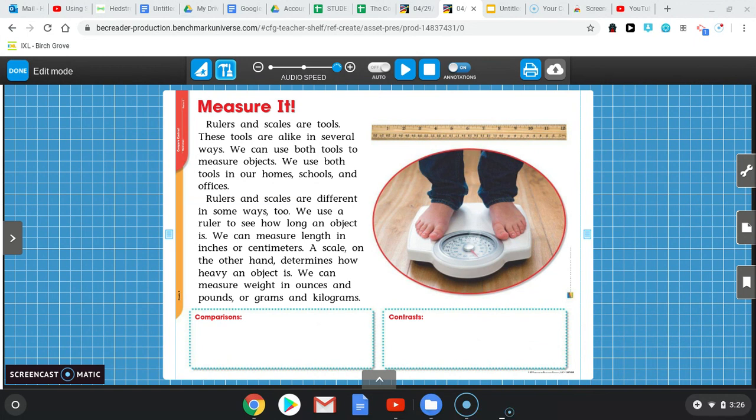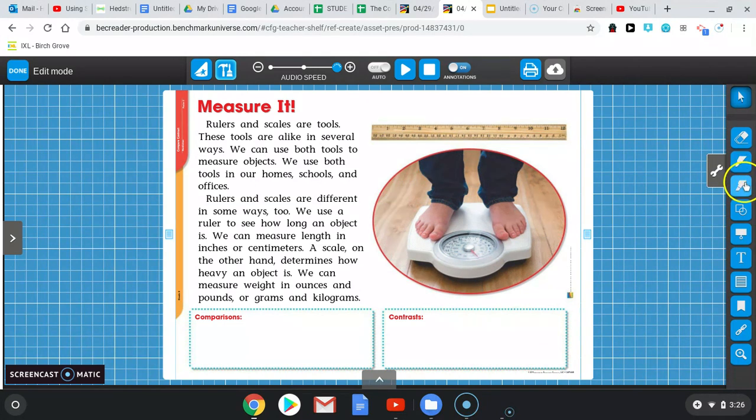So we are going to go through, and I'm first going to highlight some of the signal words that the author used that tell us that they are comparing and contrasting. So luckily for us, this author divided this text into two paragraphs. First, the compare paragraph, second, the contrasting.